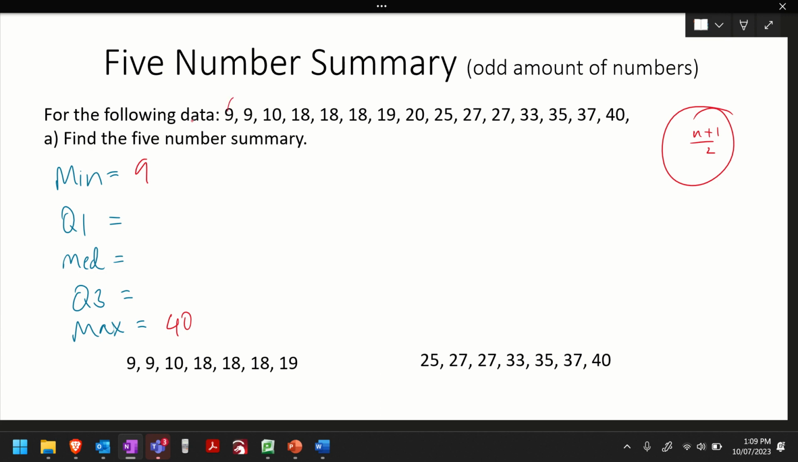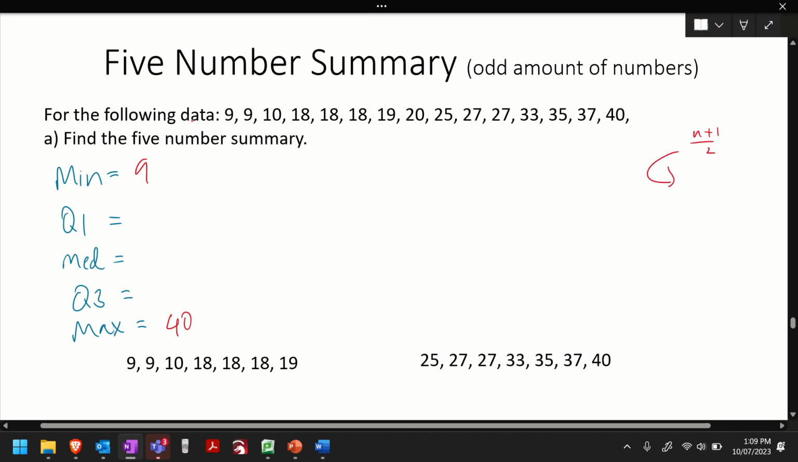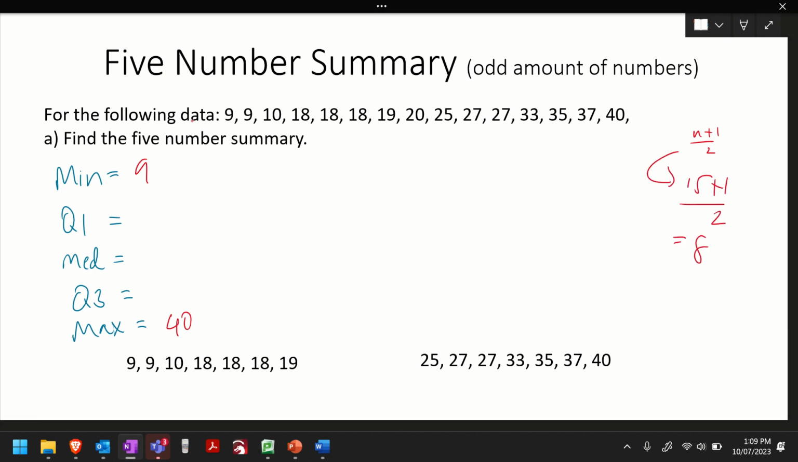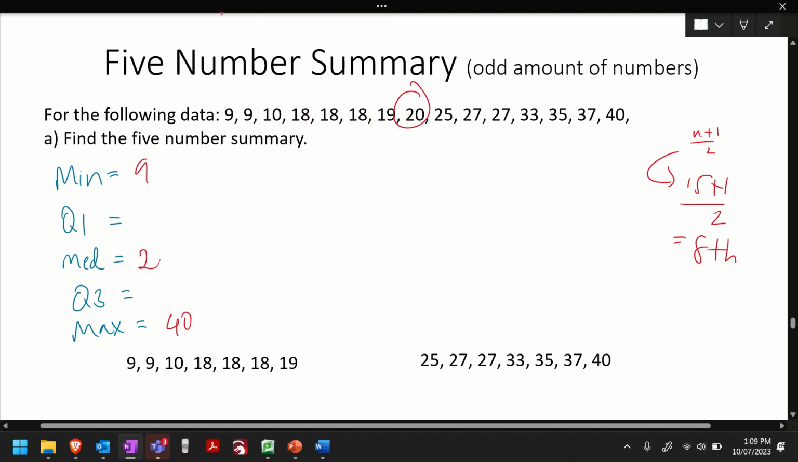Okay, so let's count. There are 1, 2, 3, 4, 5, 6, 7, 8, 9, 10, 11, 12, 13, 14, 15. There's 15 numbers. So if I use my formula, thank you, Sam, 15 plus 1 divided by 2 equals the 8th number. Okay, so all I'm looking for is the 8th number here. 1, 2, 3, 4, 5, 6, 7, 8. Okay, so my median is 20.